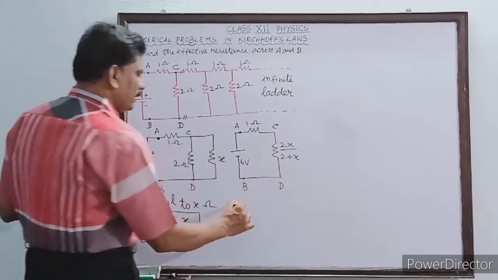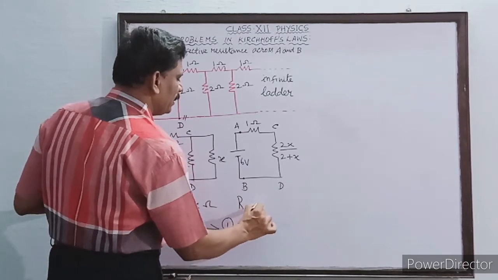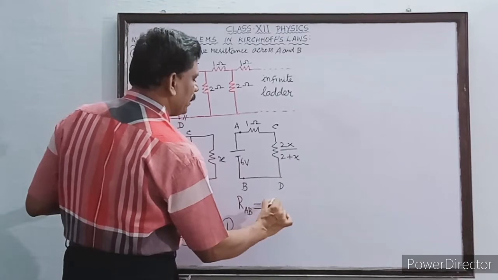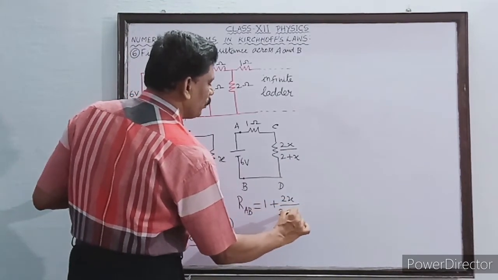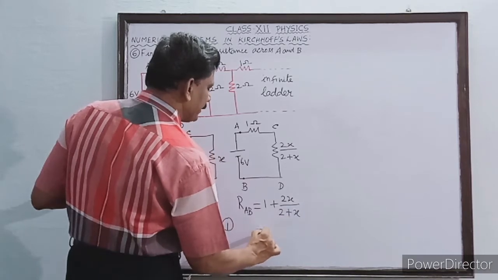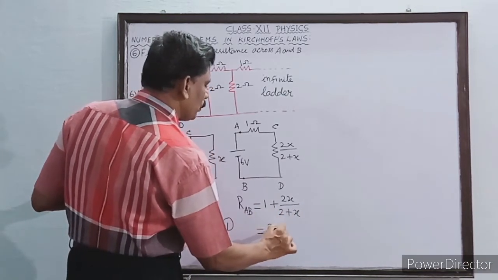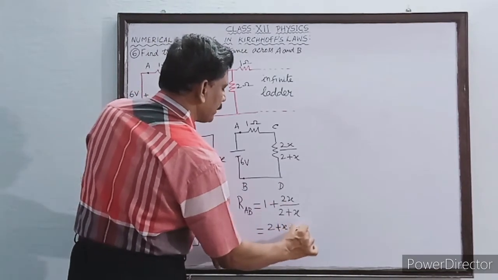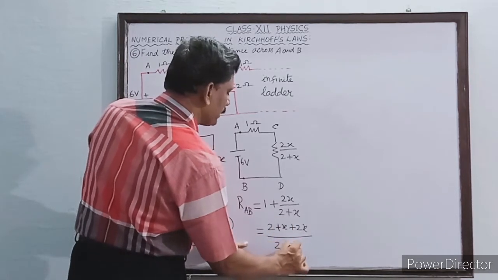Therefore the resistance across A and B must be equal to the series combination of these two resistances, that is 1 plus 2x divided by 2 plus x. Taking LCM, this is equal to what? 2 plus x into 1 is 2 plus x, plus 2x, divided by 2 plus x. So this is 2 plus x.